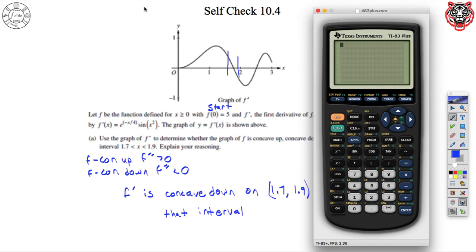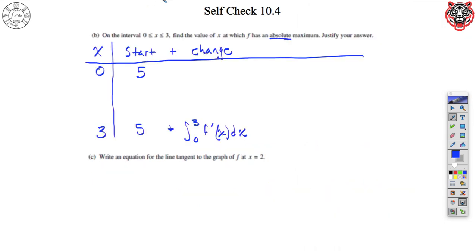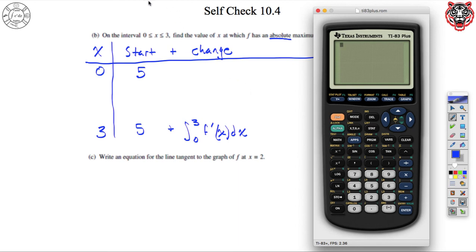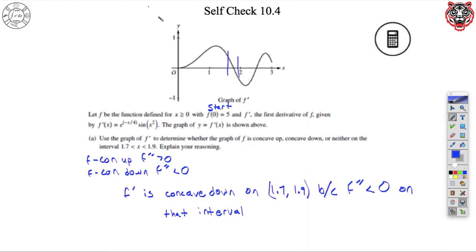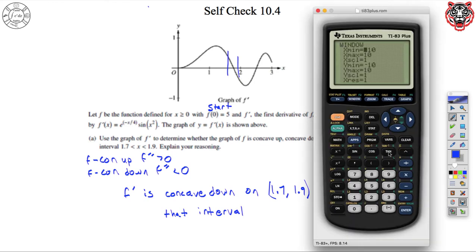We need to find critical values. Actually, I think we do need to graph it. I apologize. The interval is between 0 and 3 to get the same graph. So if we do window, we want to go from 0 to 3, and we hit zoom 0 to get the same function. This graph should match the graph on our calculator.